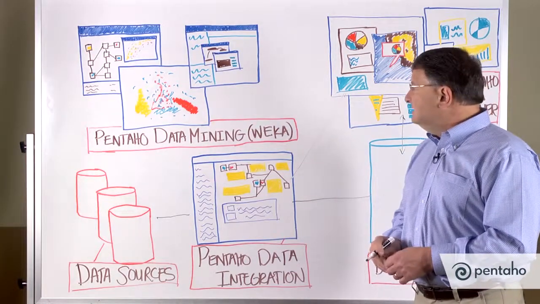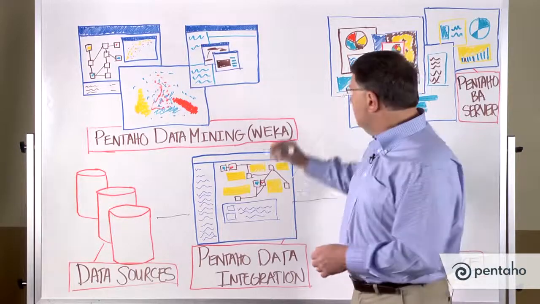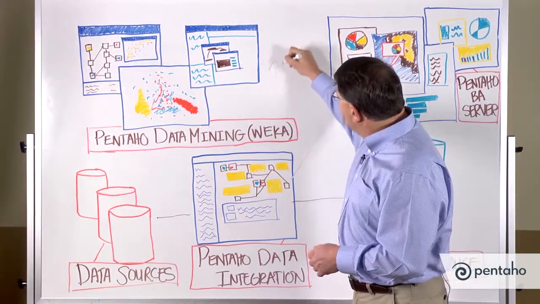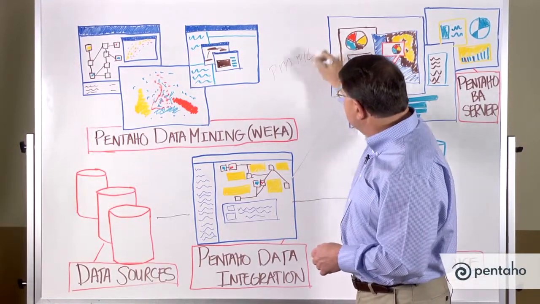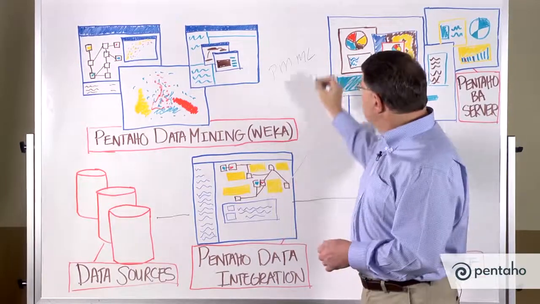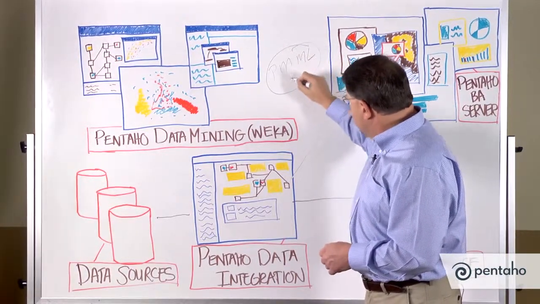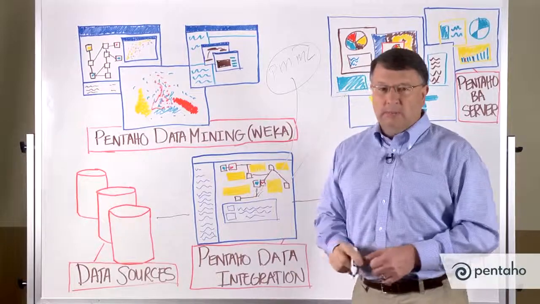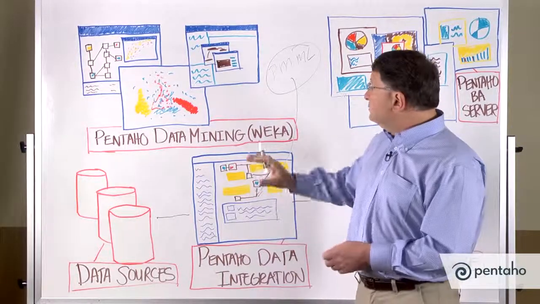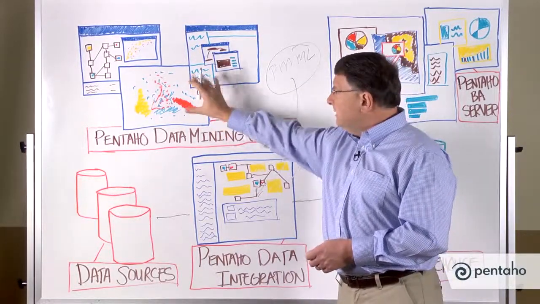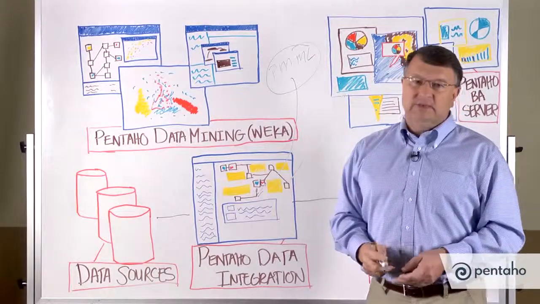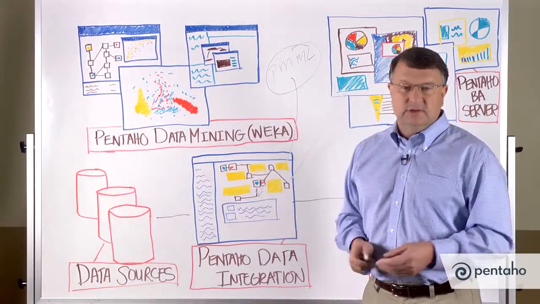One other thing I'll mention is if you have third-party data mining models, and those models conform to something called PMML, Predictive Modeling Markup Language, you can also take those models and import them into the Weka scoring component and use those. So we give you a choice of either using Pentaho Data Mining or third-party data mining tools that you might have already purchased and used in your organization.